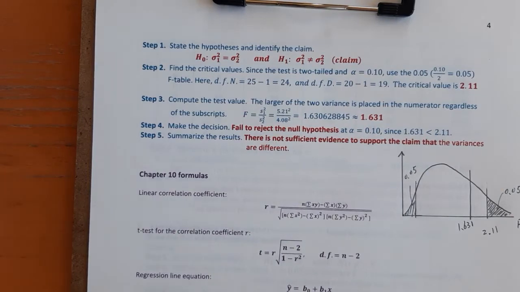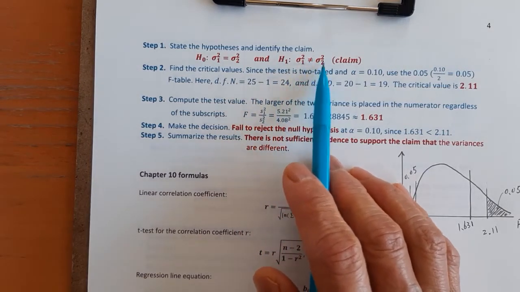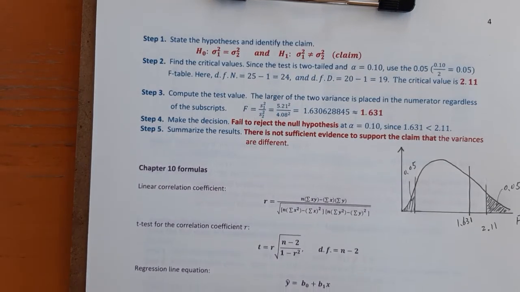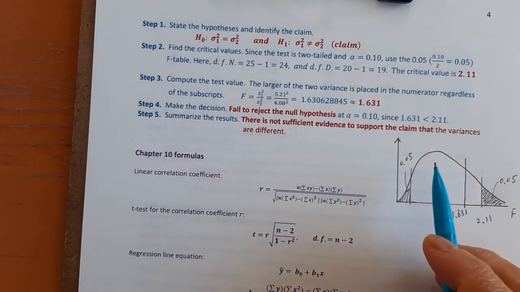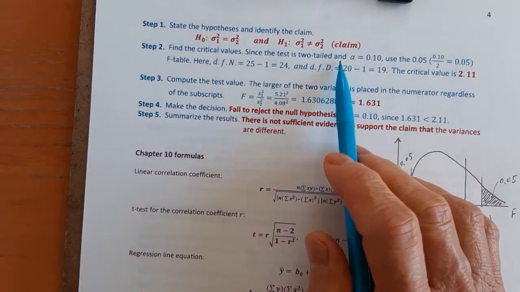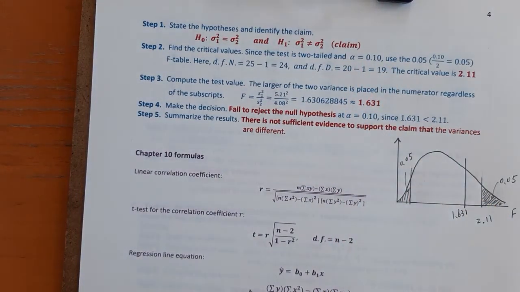Step 2, find the critical value. Since the test here is not equal, it's going to be a two-tailed test. Two-tailed test for the chi-square. For this, we use the F-test. Two-tailed test, alpha equals 0.10. We will use the F-table. In the F-table, we have two: one is a 0.05 table, and the other is a 0.025 table.